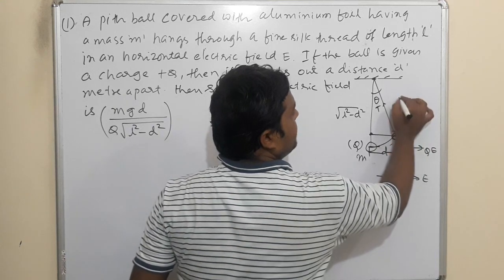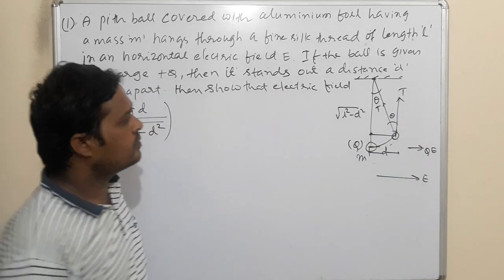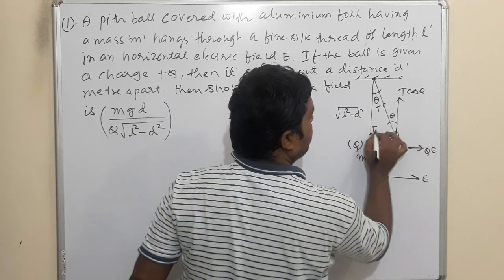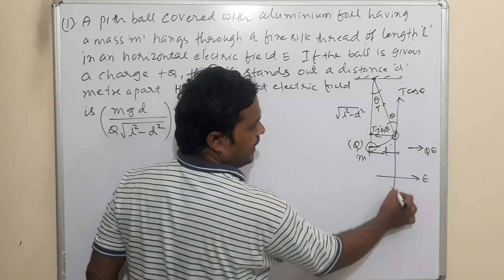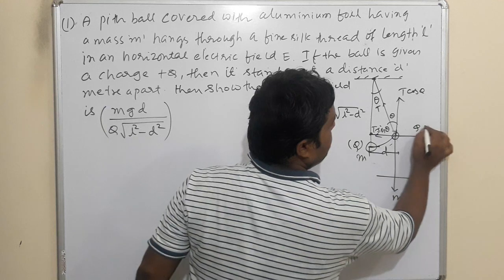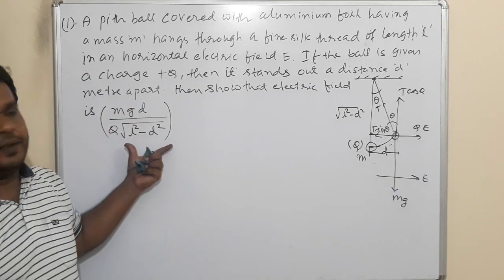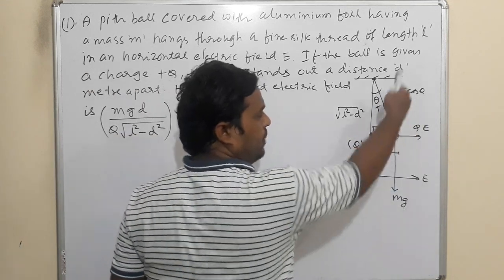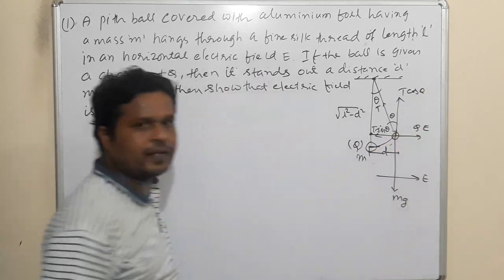Then you can resolve these components. I told you, in equilibrium only. This is T cos theta. And what will be this? This is T sin theta. What will be the force acting in this direction? mg. The force acting in this direction is Q into E. What we want to find is the electric field. If it is said that it is in equilibrium, can you apply the equations? These forces must be balanced.